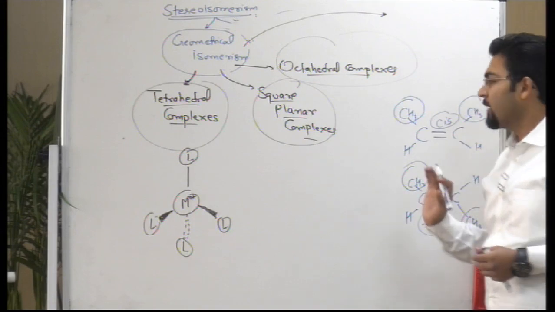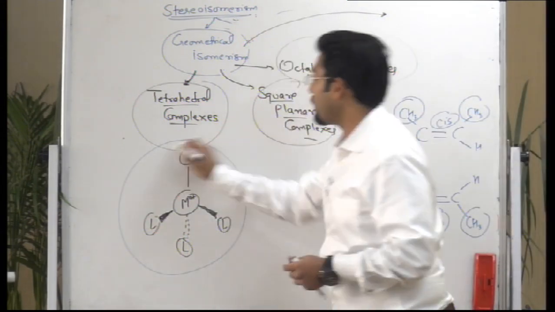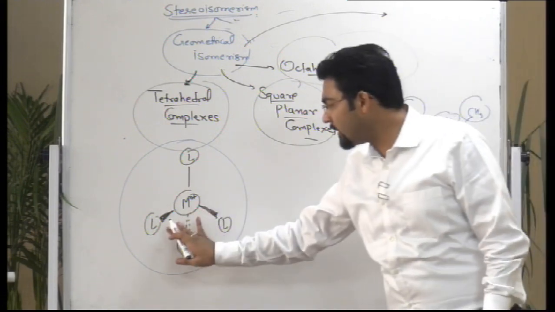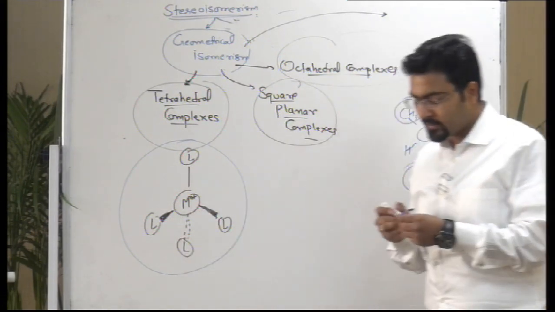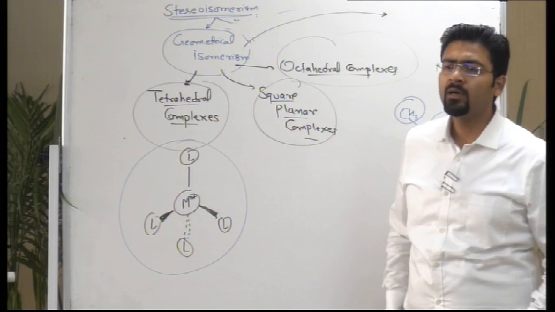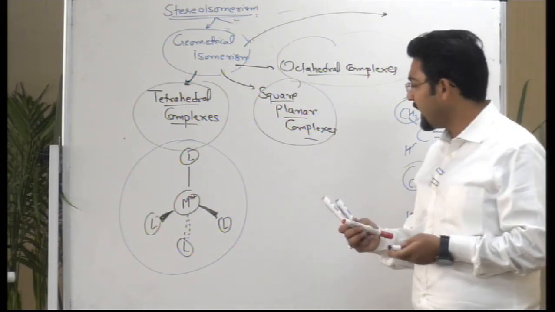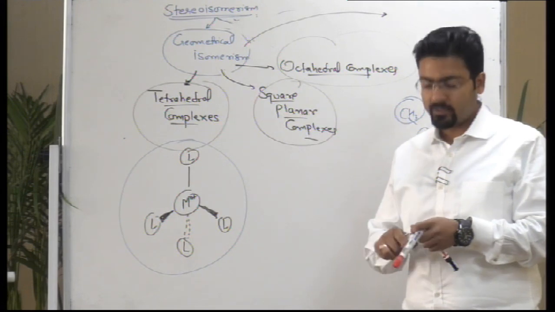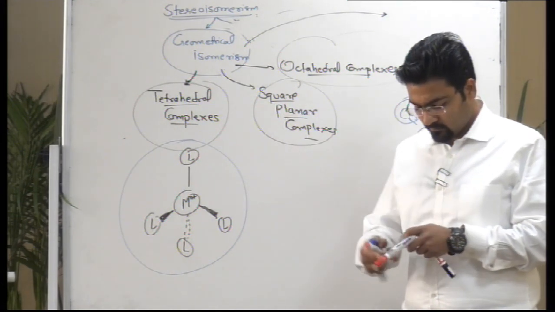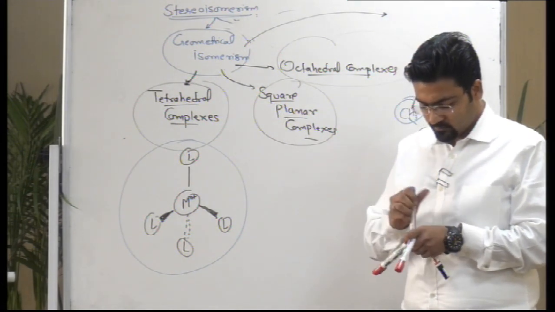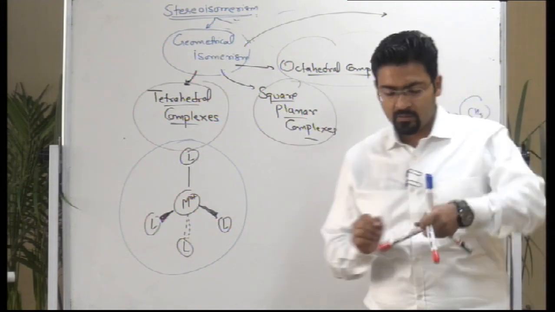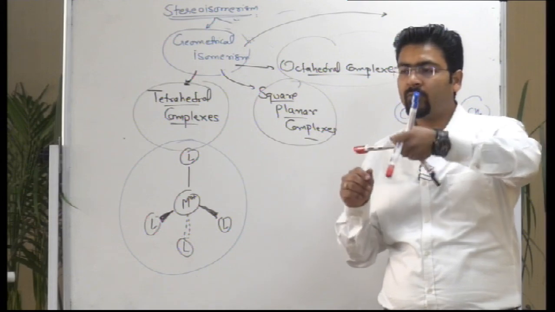ठीक है? So मैंने कहा कि सबसे पहले बात करते हैं coordination compounds में tetrahedral complex के बारे में. So in case of tetrahedral complex, what really happens is I have 4 ligands attached to a metal ion, and they are arranged in a tetrahedral fashion. Right? For example, this is how they are arranged.